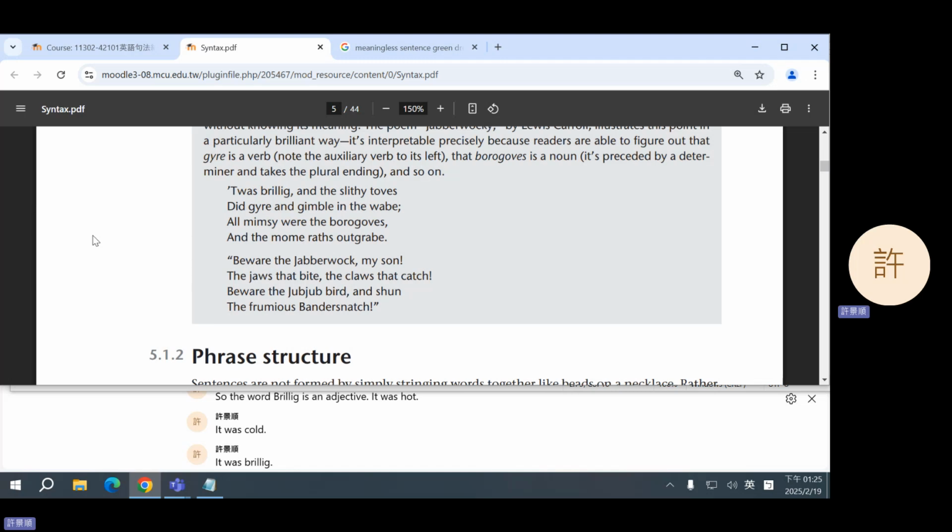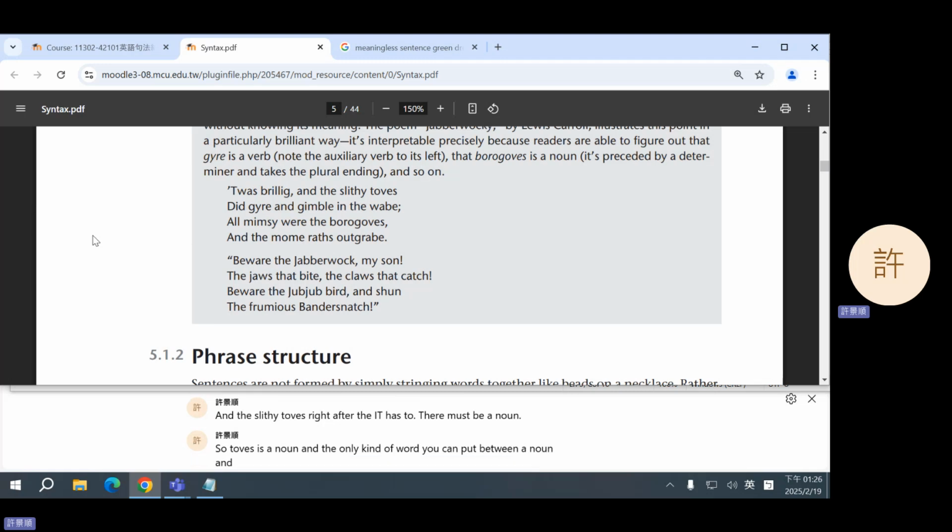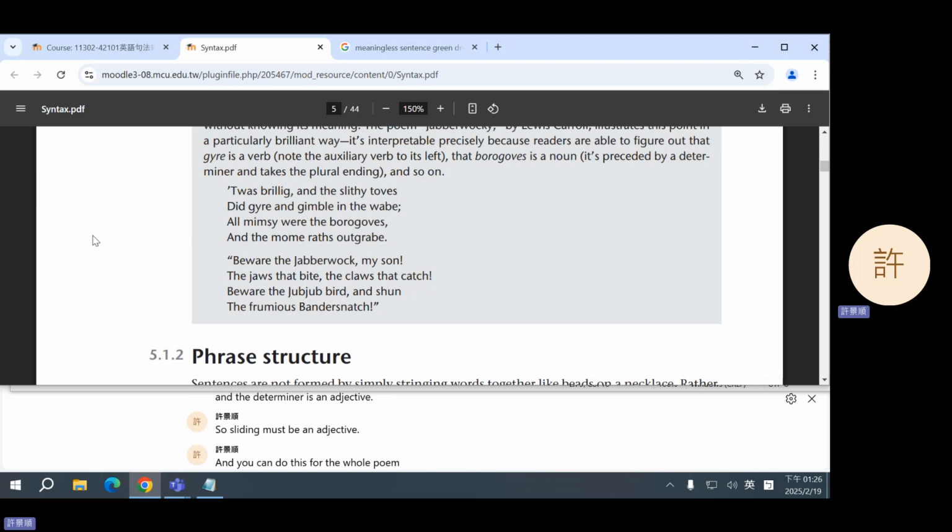And the slithy toves, right? After the, there must be a noun. So toves is a noun. And the only kind of word you can put between a noun and the determiner is an adjective. So slithy must be an adjective. And you can do this for the whole poem. Did gyre and gimble in the wabe? Did is a verb, right? So gyre and gimble are both verbs. The wabe, so wabe must be a noun.